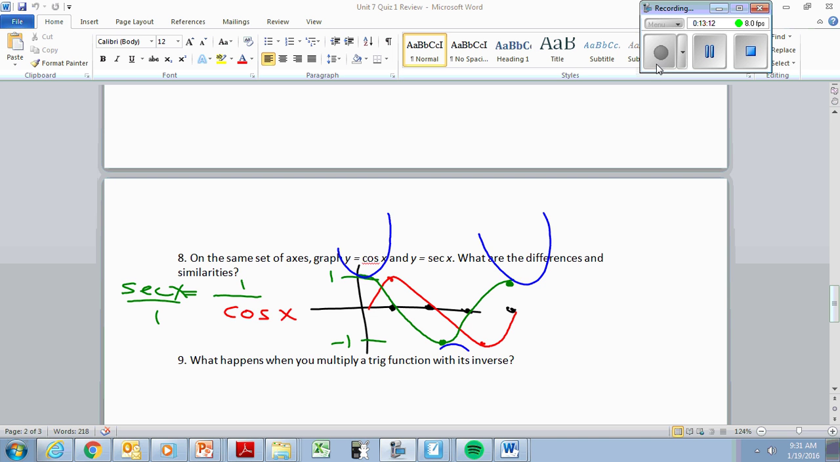What happens when you multiply a trig function with its inverse? What happens when you do multiplication then division? It undoes the thing, but we're actually going to show it. So, a trig function with its inverse.